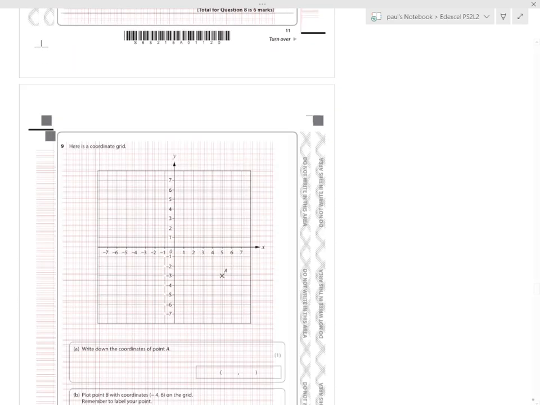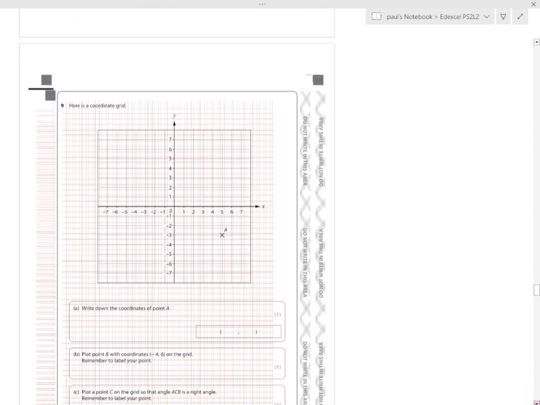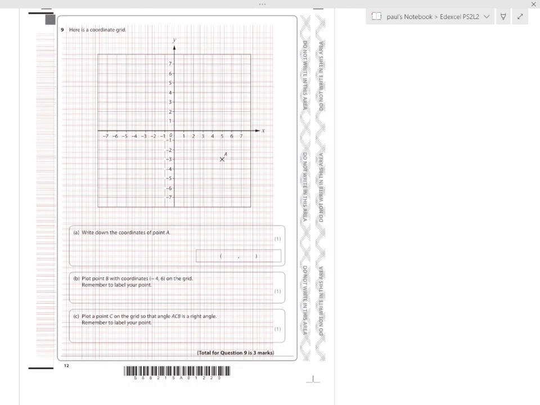Big space, big space. They love big spaces. Right, okay. So, write down the coordinates of point A. 5, minus 3. Plot a point B with coordinates minus 4, 6. Minus 4, 6 is going to be up there.